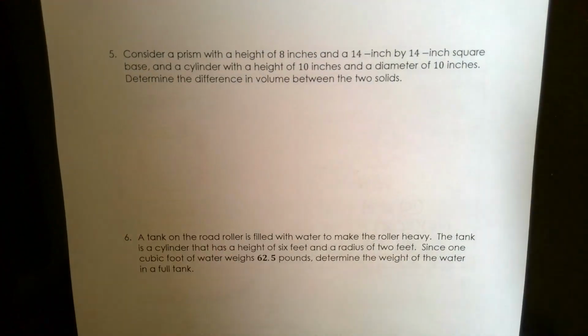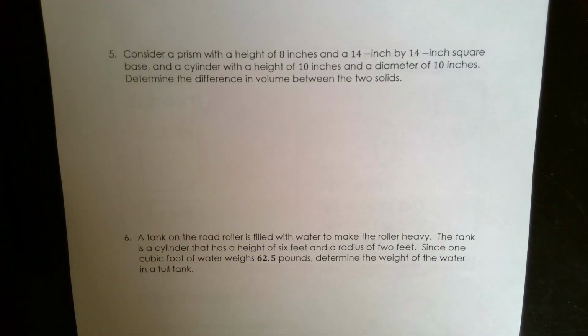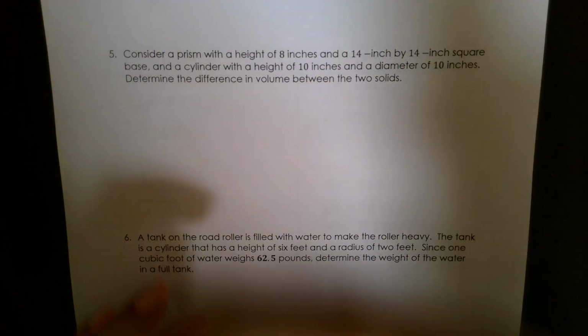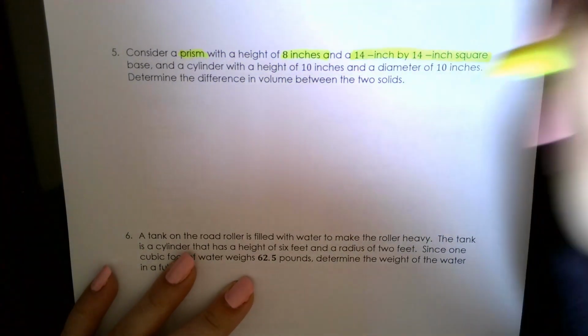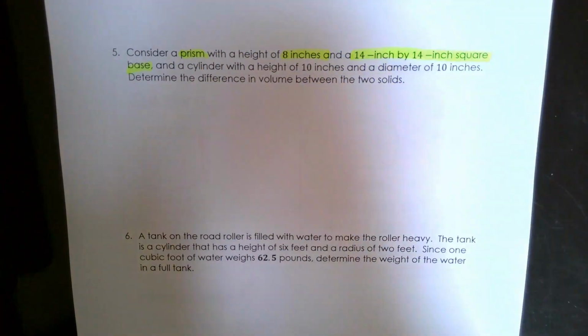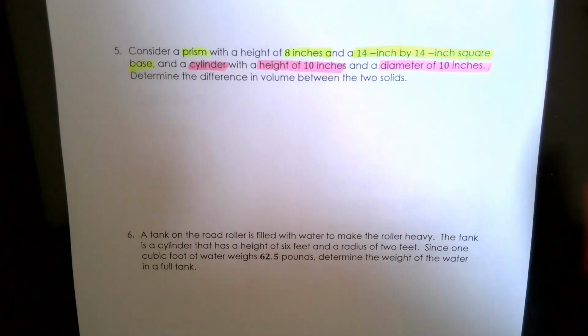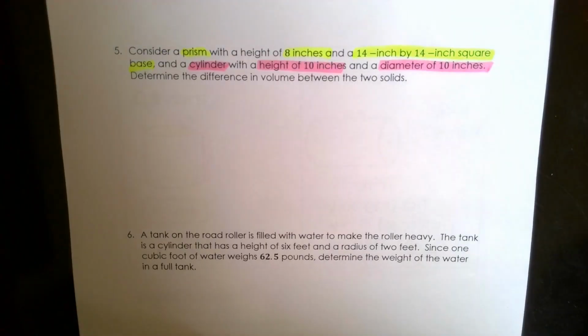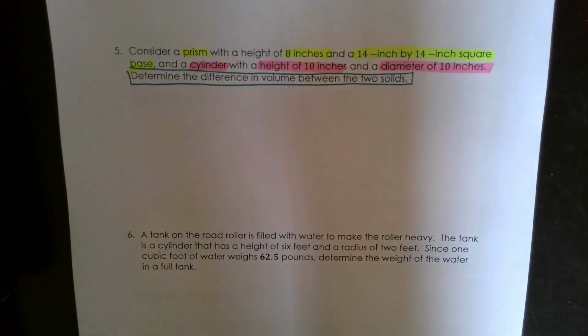Okay, so consider a prism with a height of 8 inches and a 14-inch by 14-inch square base, and a cylinder with a height of 10 inches and a diameter of 10 inches. Determine the difference in volume between the two solids. So I have a prism, 8 inches, and a 14-inch by 14-inch square base. Then I have a cylinder, height of 10 inches and a diameter of 10 inches. What am I looking for? Determine the difference. Difference means you're going to be subtracting them.